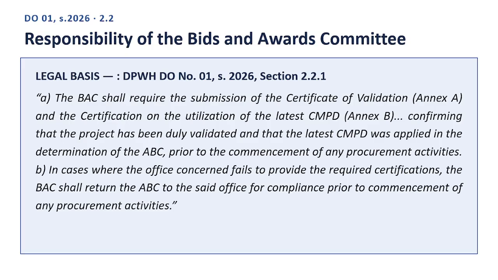B. In cases where the office concerned fails to provide the required certifications, the BAC shall return the ABC to the said office for compliance prior to commencement of any procurement activities. End quote. This turns the Bids and Awards Committee into the final gatekeeper. Even if an implementing office forgets or skips the validation and certification steps, the committee is required to catch that gap and send the approved budget for the contract back for compliance before procurement can proceed.